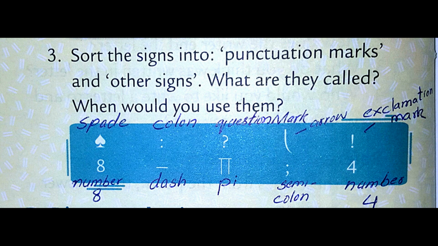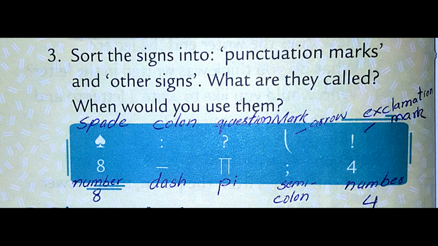3. Sort the signs into punctuation marks and other signs. What are they called? When would you use them? Spade, colon, question mark, arrow, exclamation mark, number 8, dash, pi, semicolon, number 4.